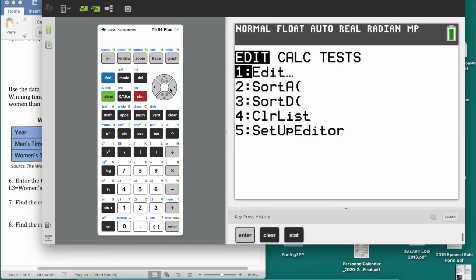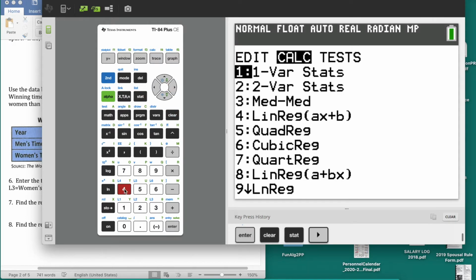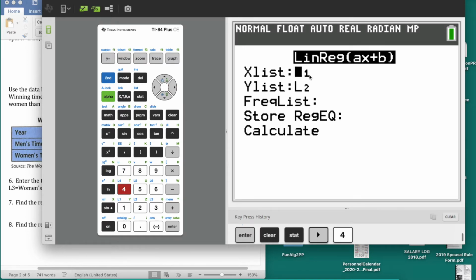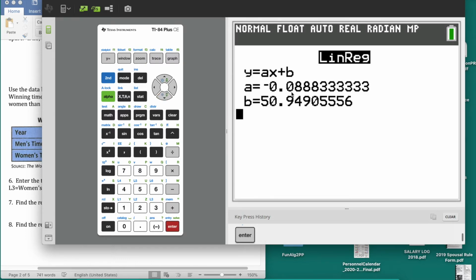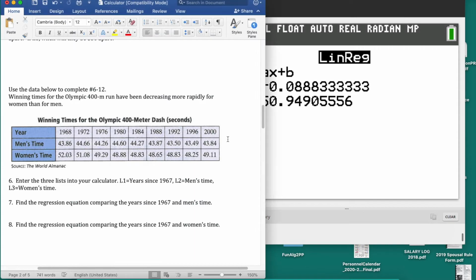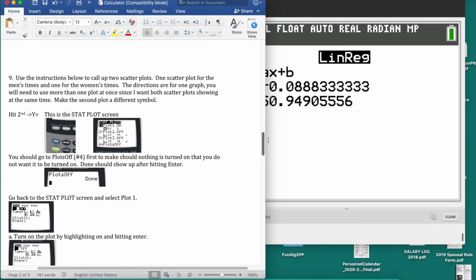Go back to Stat, Calc. Go to number 4. This time I want to do the women's time. So the year L1 is staying the same, but this time I'm going to do L3 so we get the women's time in there. Go down to calculate and enter. So there we have negative 0.0889 and 50.949. So again, make sure we're rounding carefully. It's negative 0.089 and the y-intercept is 50.949.